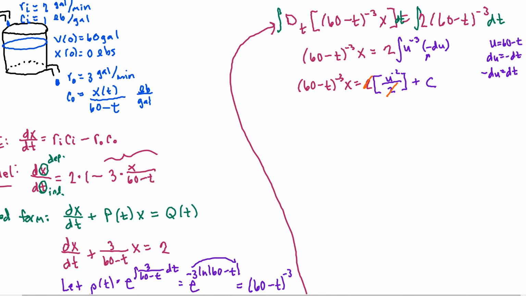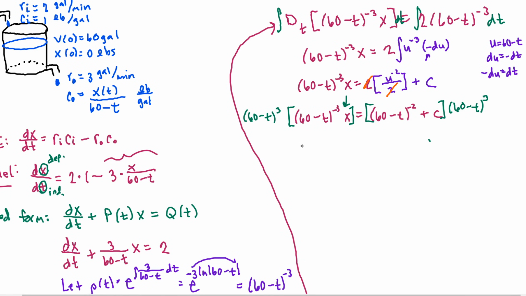for a plus c. Looks like our 2's are going to cancel, and we can replace u with its original expression in x. So we obtain 60 minus t to the negative 3 times x equals u, that's 60 minus t to the negative 2 plus constant c. This is an implicit general solution. We need an explicit general solution. So we need to solve for x. I'm going to go ahead and multiply both sides by 60 minus t to the third power. That'll isolate x over there on the left side.